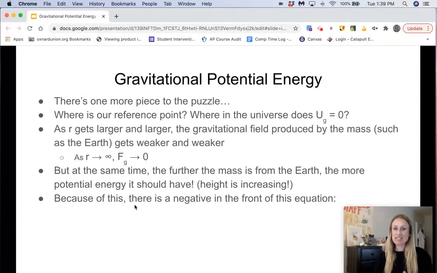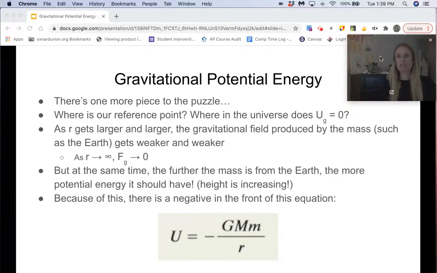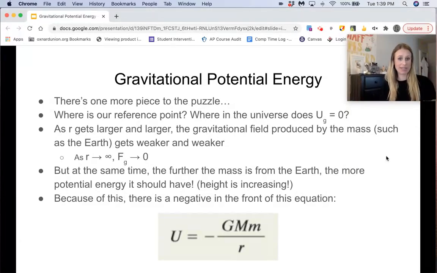Because of this, we actually put a negative in front of this equation. So here's our absolute equation for the gravitational potential energy. Potential energy is equal to negative big G, which is our constant, 6.67 times 10 to the negative 11th, times big M, which is the mass of the planet. Usually we're talking about the mass of the Earth, but of course we could talk about the mass of other planets causing a gravitational field, times little m, which is the mass of the object, divided by R, or the distance between the two things.